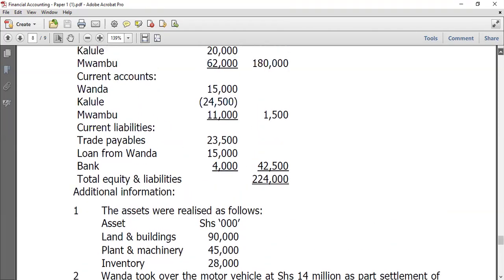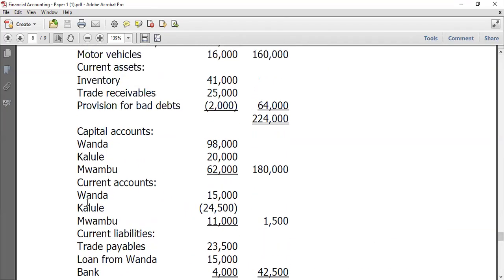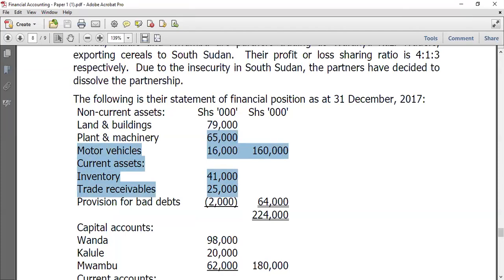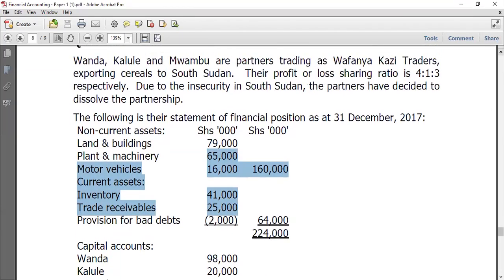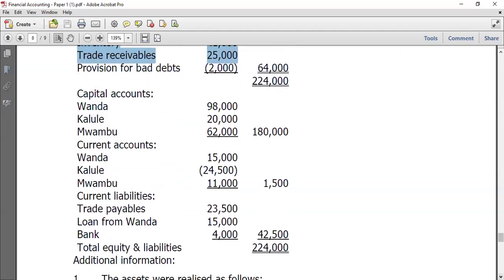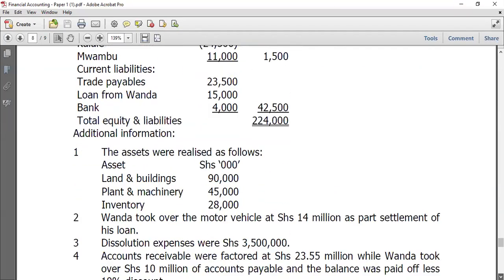So you're able to determine the actual amount, and then they are giving you everything. So you know very well that if I have this, I think you can see Kalule, this case was the one that had the negative. So you could easily know how to transfer this into your capital account, because these are your capital balances, and then these are your respective assets. And that's how the question would go. And then they started with the 4 to 1 to 3 basically. Okay. So at least you can be able to relate.